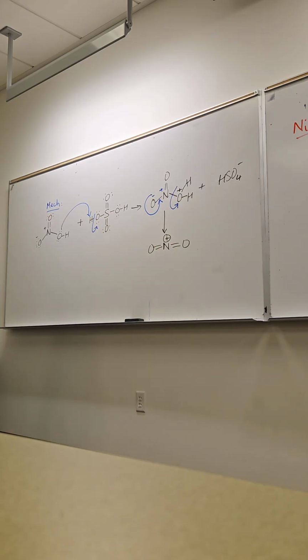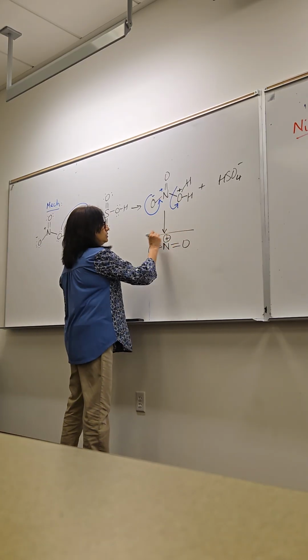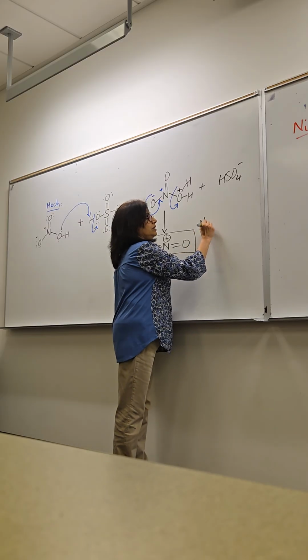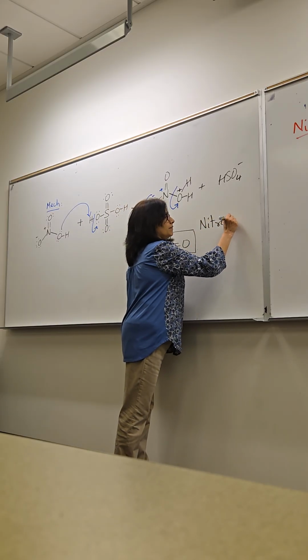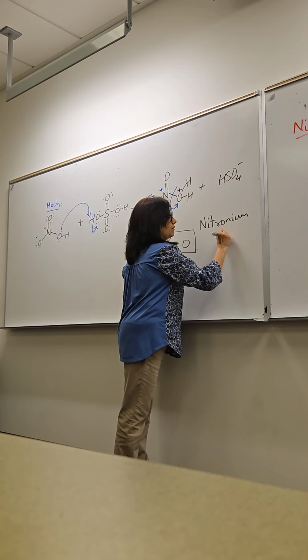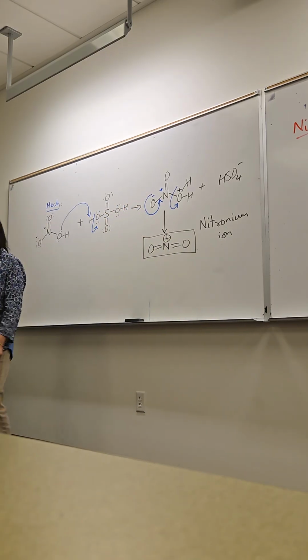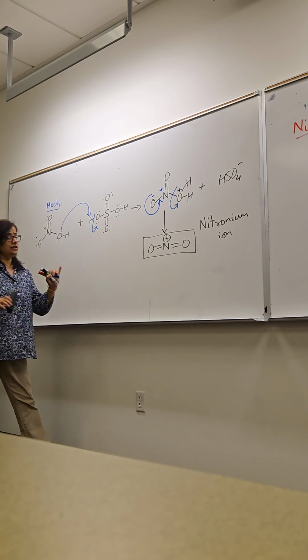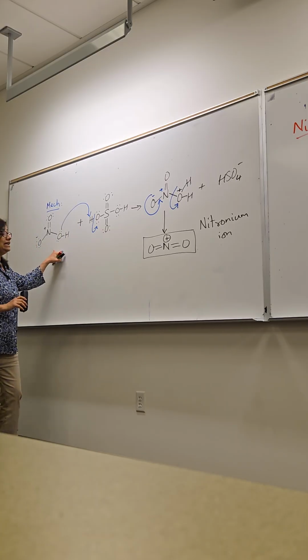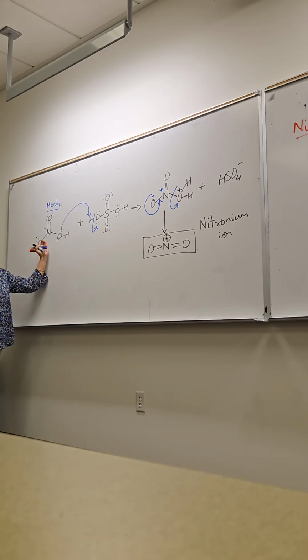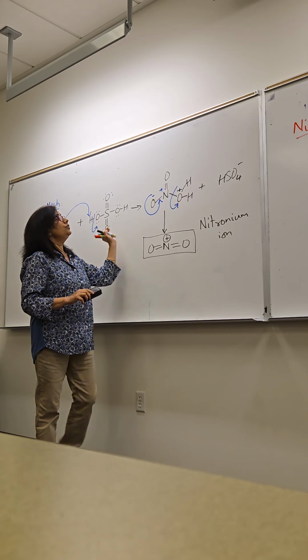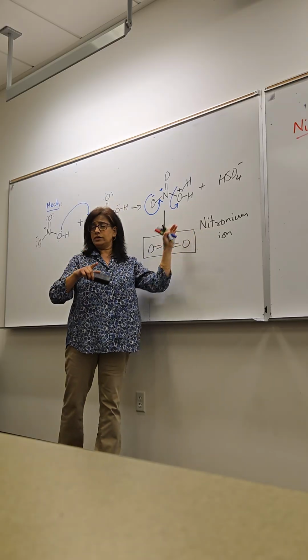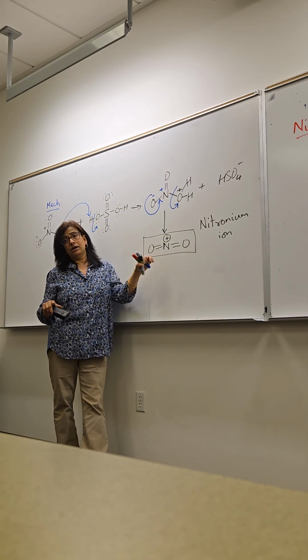That makes this ion. This ion is called nitronium ion. And that is the electrophile. In nitration reactions, the nitronium ion is created first by nitric acid taking a proton from sulfuric acid, then kicking out water, creating the nitronium ion.